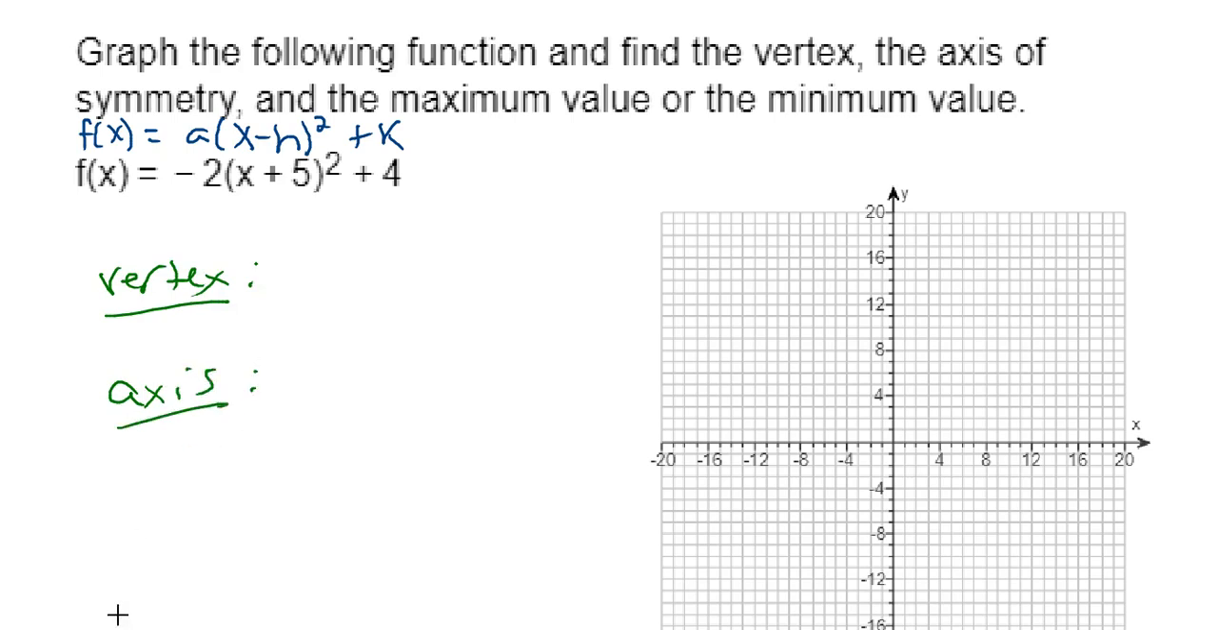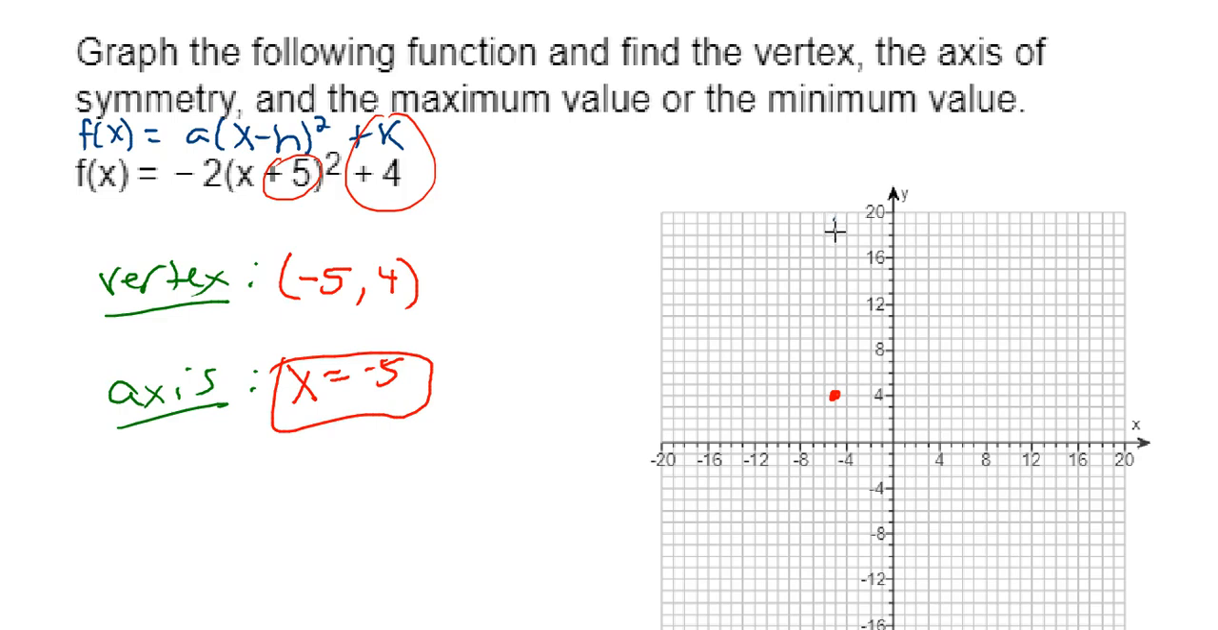All right, so pause the video, see if you can identify that, and then resume the video to see if you came up with the right response. So the vertex, h in this case, because we have a positive 5 here, h will be -5 for the vertex. And k will keep the same sign, so k will be +4. So we get -5, comma 4, which is going to be this point right here. The axis of symmetry will be at x equals -5.